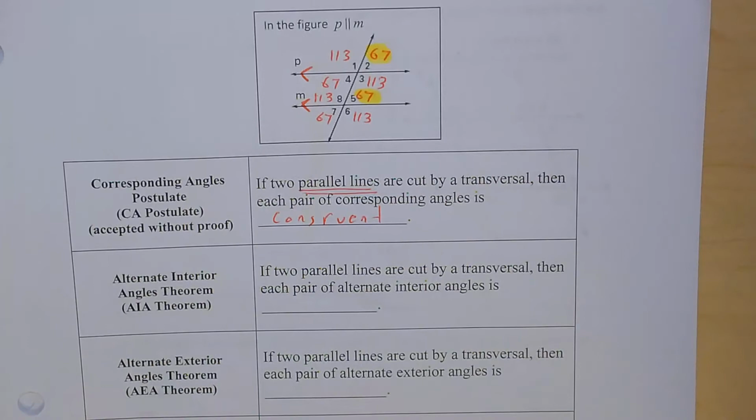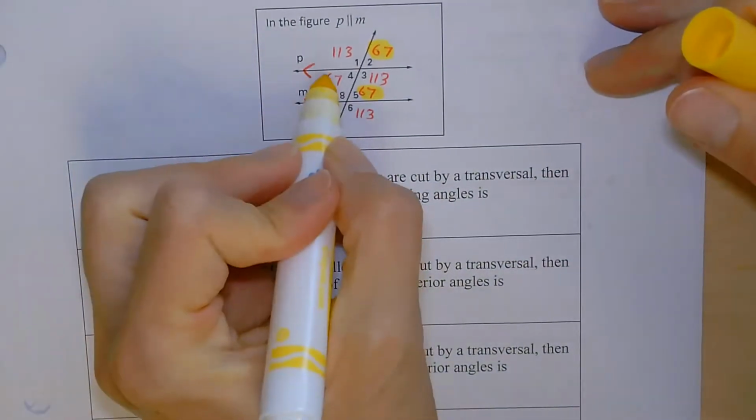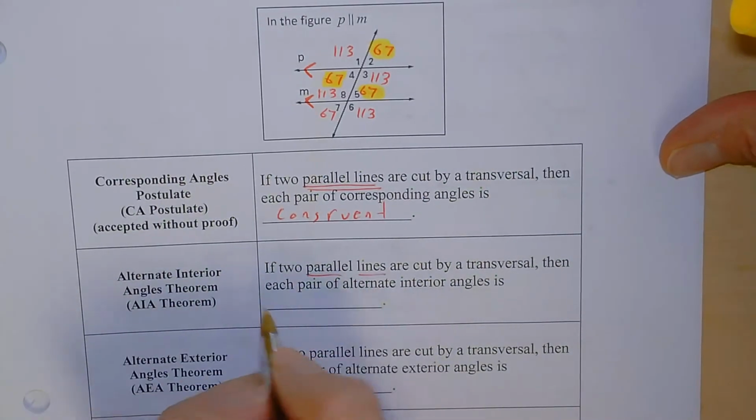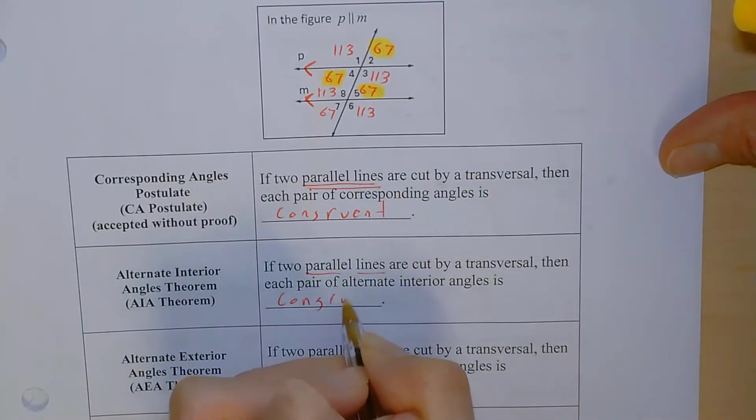All right, let's look at a pair of alternate interiors. So let's look at 4 with 5. Those are alternate interiors. What do you notice about pairs of alternate interiors? If your lines are parallel, they will also be congruent.